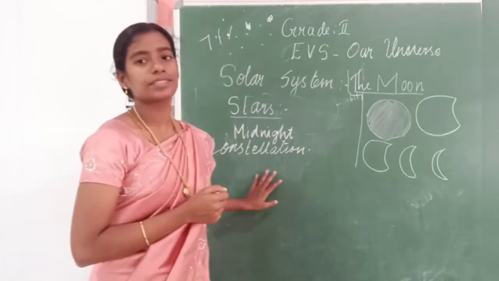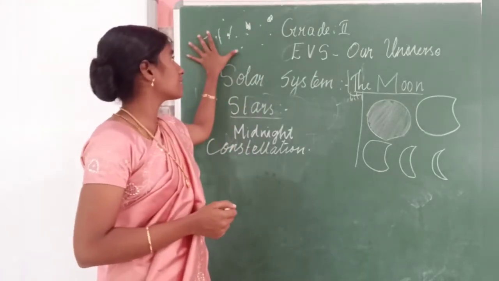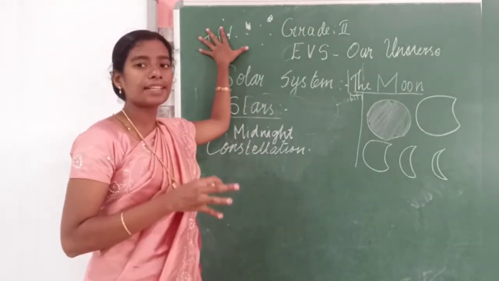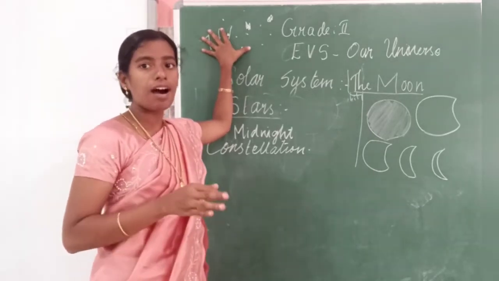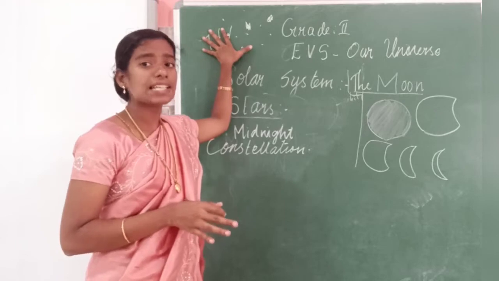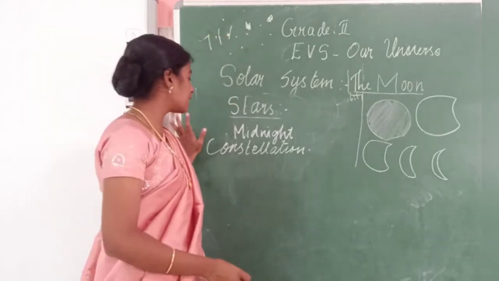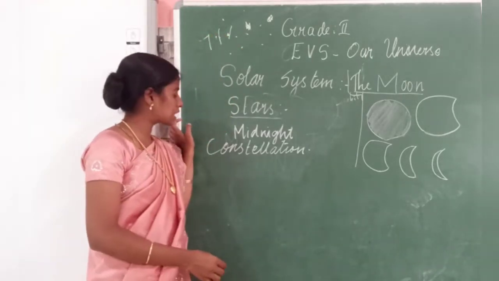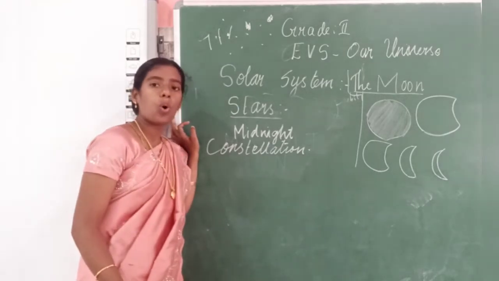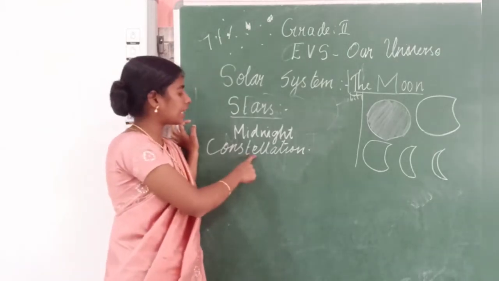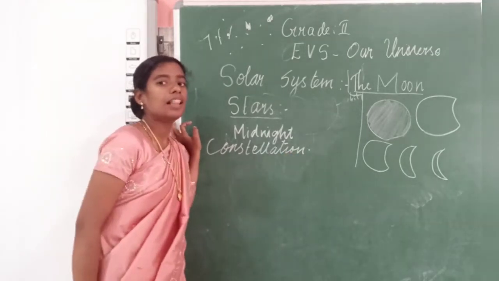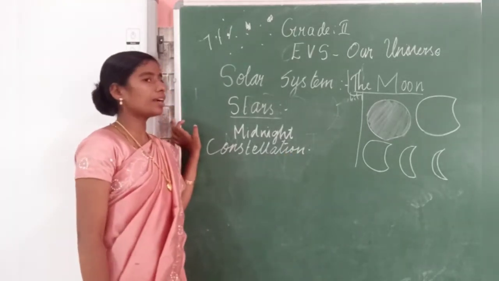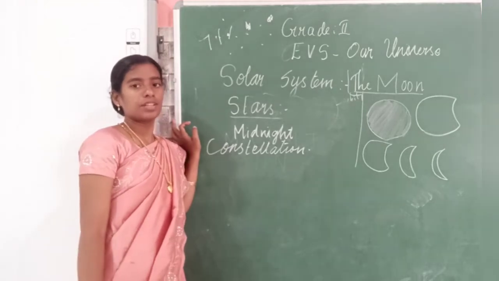Next, when the stars form some pattern like Great Bear, Orion, etc., they are called constellation. What are they called? Constellation. What is the spelling? C-O-N-S-T-E-L-L-A-T-I-O-N. Constellation. This is all about our universe.